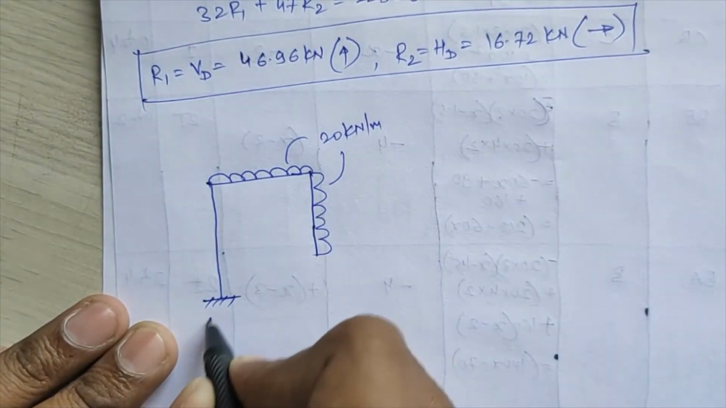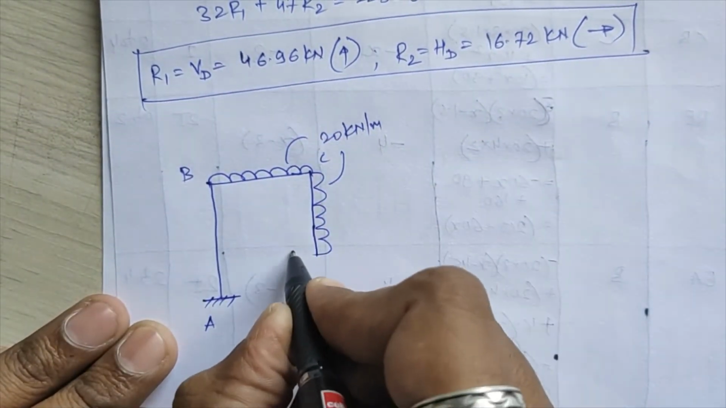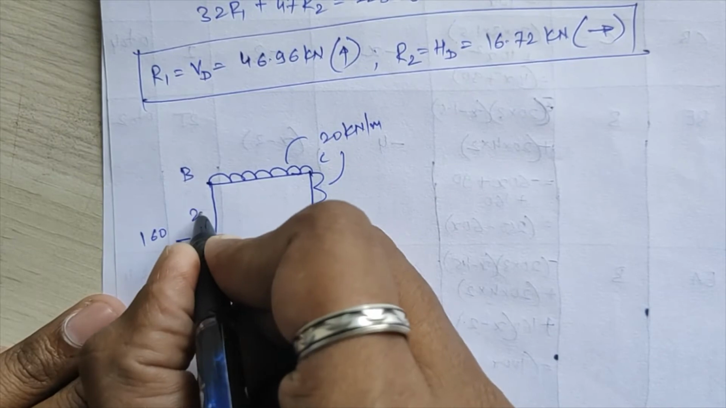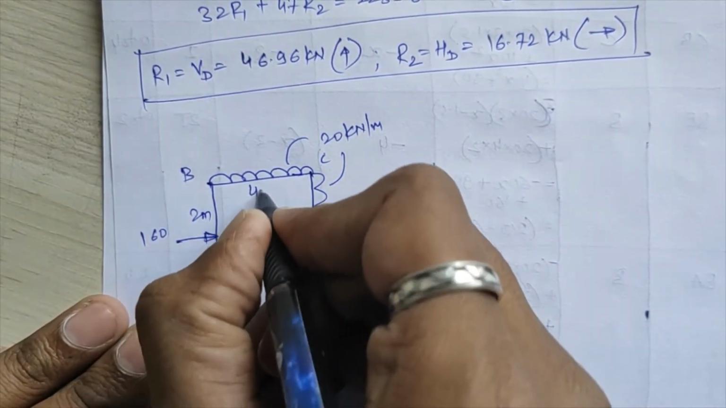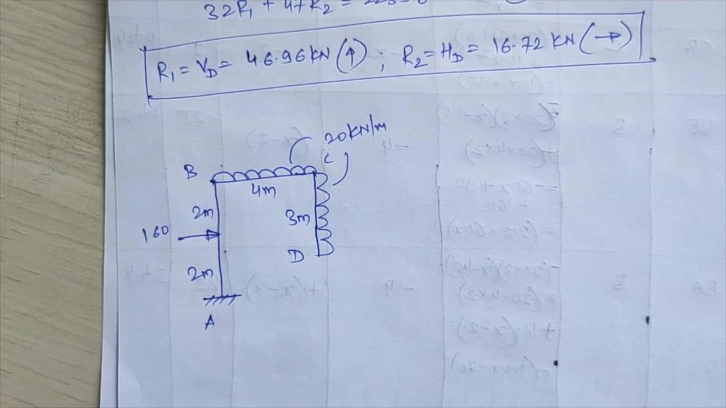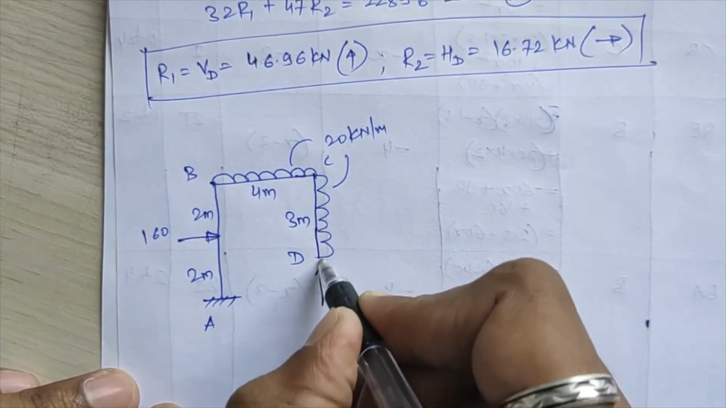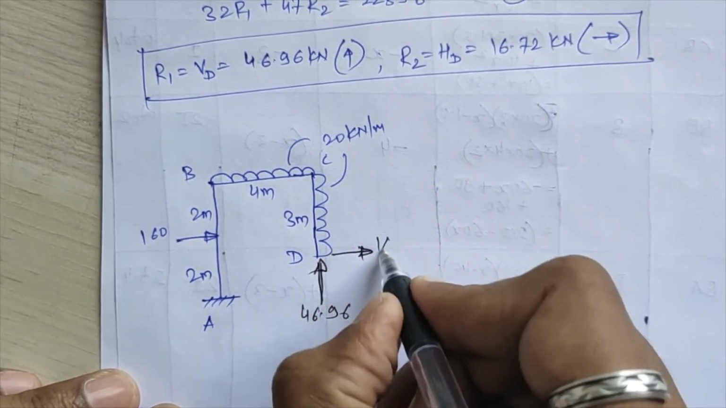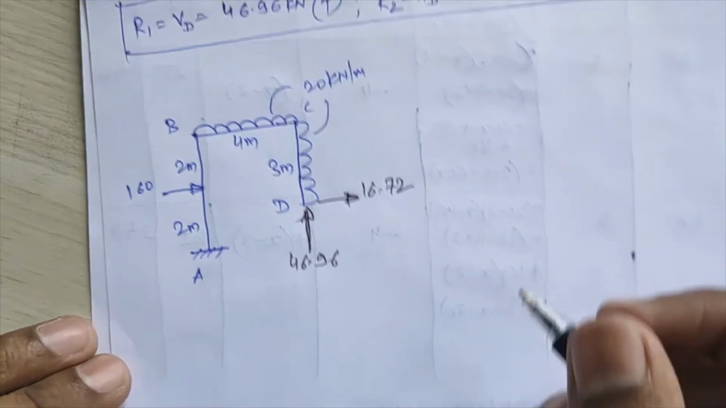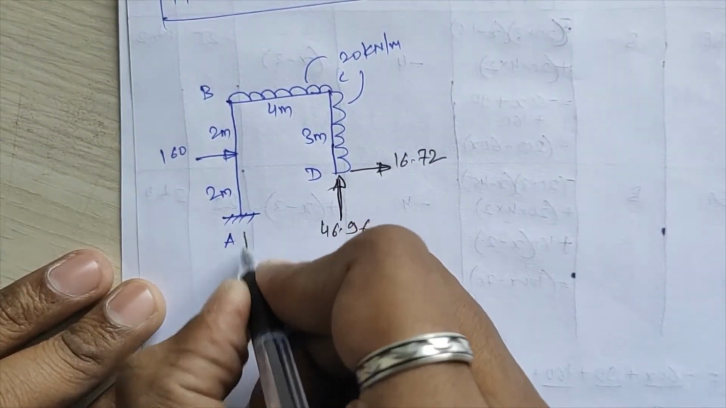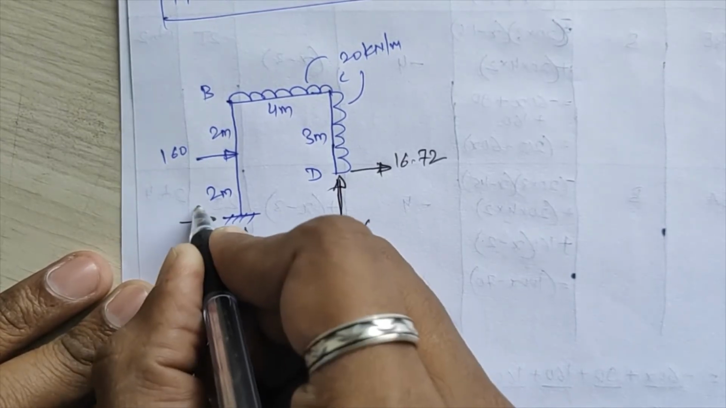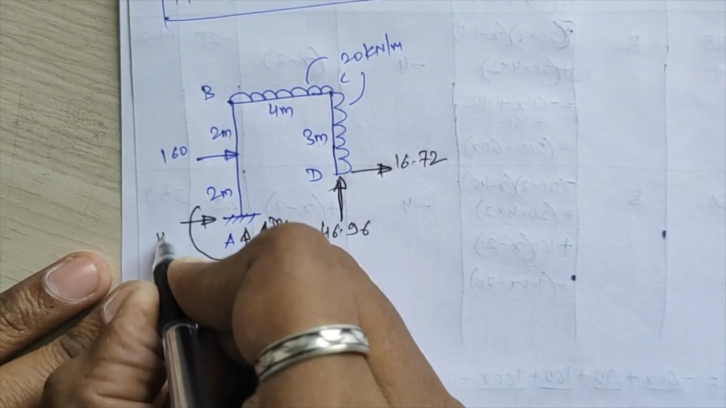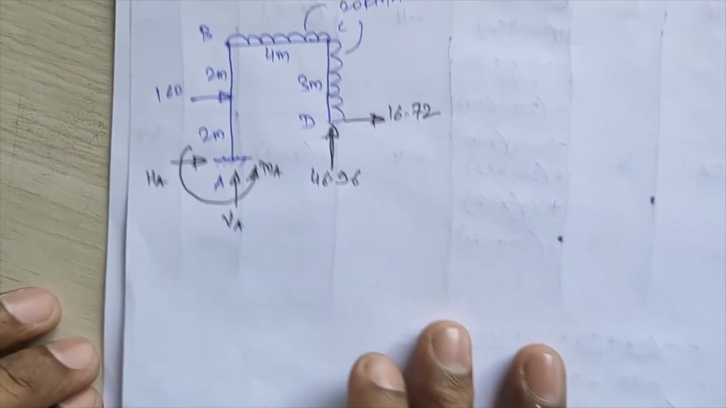20 kilonewton per meter, A, B, C, and this is my point D. Here I am having a load of 160 kilonewton, 2 meter, 2 meter, this is my 4 meter, and this is given to me equal to 3 meter. These two unknown values I have calculated: the first value R1 equal to 46.96, and the second R2 value, 16.72. Now I'll calculate the remaining reactions. You're having fixed support, 3 reactions: 1 vertical, 1 horizontal, and 1 moment. Suppose this is MA, this is VA, and this is HA. So we'll calculate these 3 reactions.